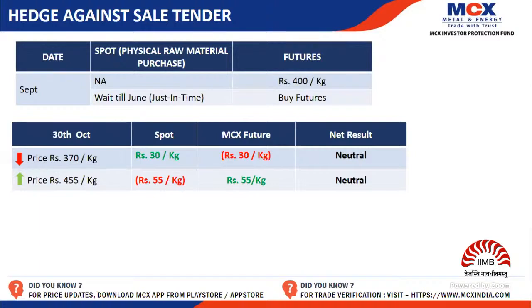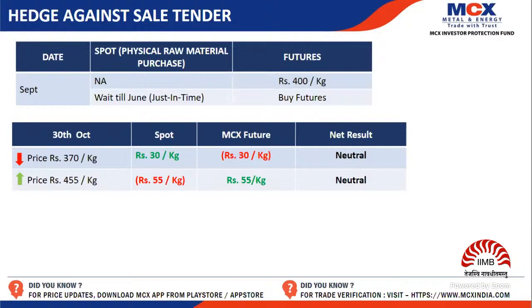Similarly, vice versa, another situation is, what if the price goes to 455 rupees per kg? In spot, what happens? Ramesh is going to buy at 455 and give those raw materials at 400 rupees to Suresh. He is losing 55 rupees per kg, so there is a loss. However, since he bought futures, in the exchange the prices will be at 455. He'll gain 55 rupees in futures and can adjust that against the spot loss. So again, the net result will be neutral.